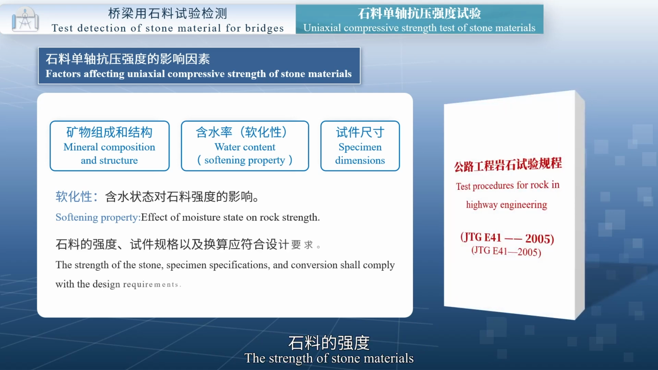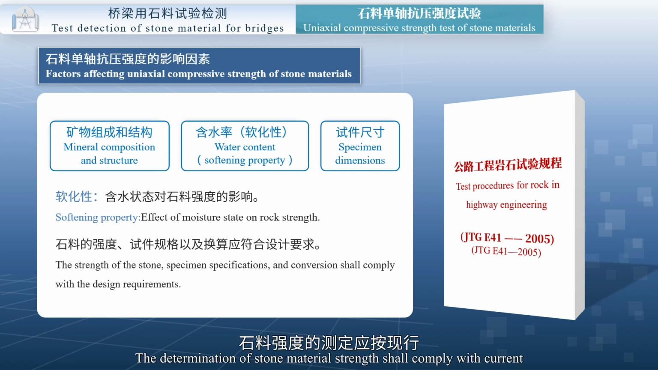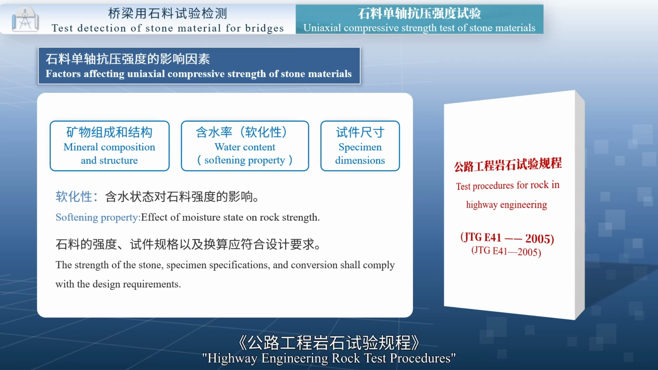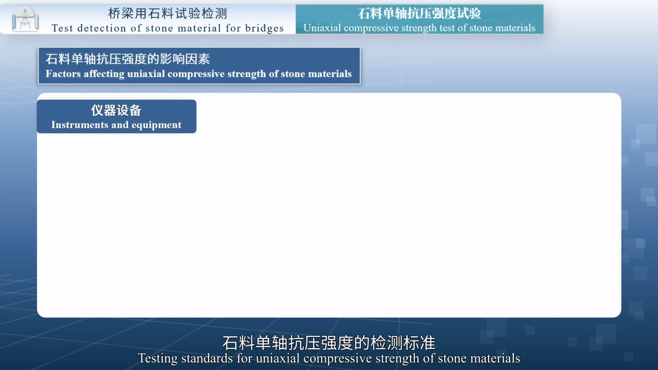The strength of stone materials, the specimen specification, and conversion should comply with design requirements. The determination of stone material strength shall comply with the current Highway Engineering Rock Test Procedures and be strictly implemented. 2. Testing standards for uniaxial compressive strength of stone materials.